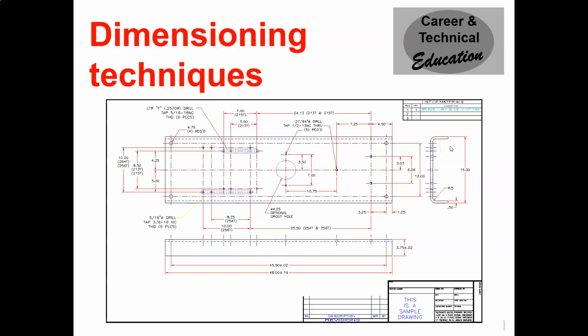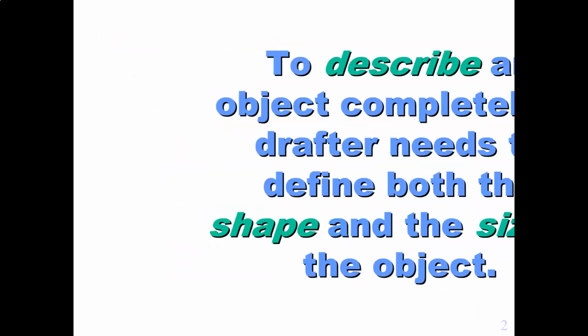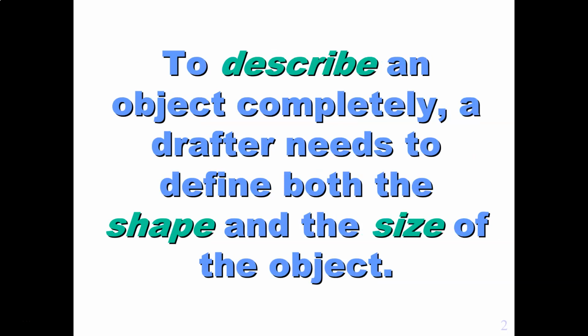Hi everyone, today we're going to talk about dimensioning techniques and the proper way to do these on single views and multi-views. So, to describe an object completely, you've got to tell both the shape and the size of the object. The shape we tell by the picture, but the size is done with dimensioning.